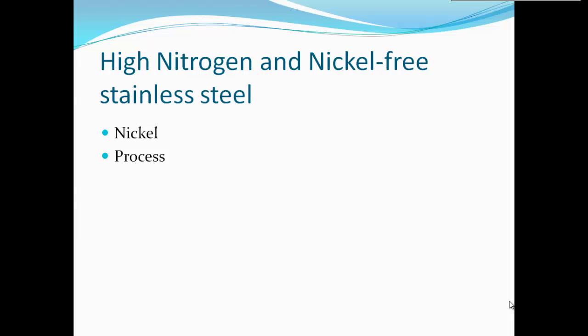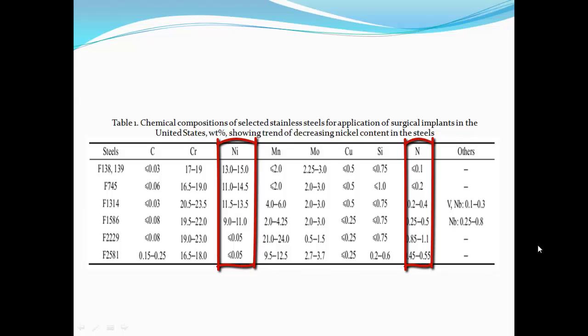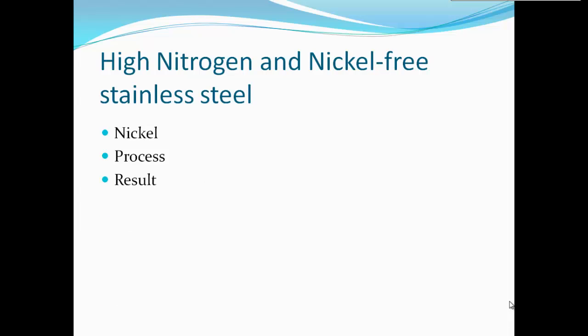People found out that high nitrogen composition will lower the nickel composition and manufactured new stainless steel. As shown in table 1 here, stainless steel that has a higher nitrogen composition has a lower nickel composition. Different experiments were done to compare the mechanical properties and biocompatibility of the 316L stainless steel with the high nitrogen nickel-free stainless steel.